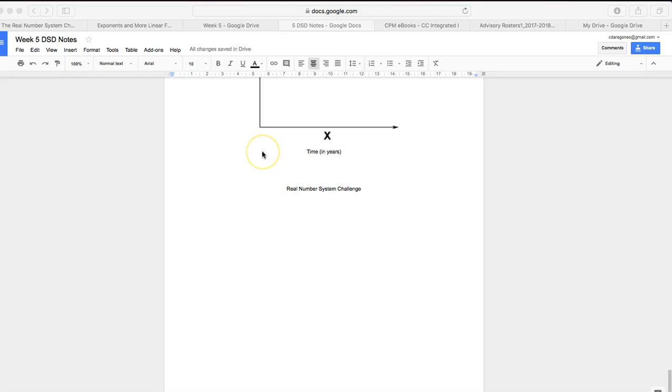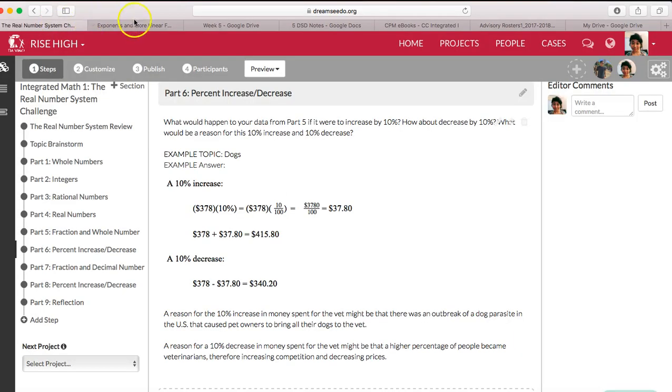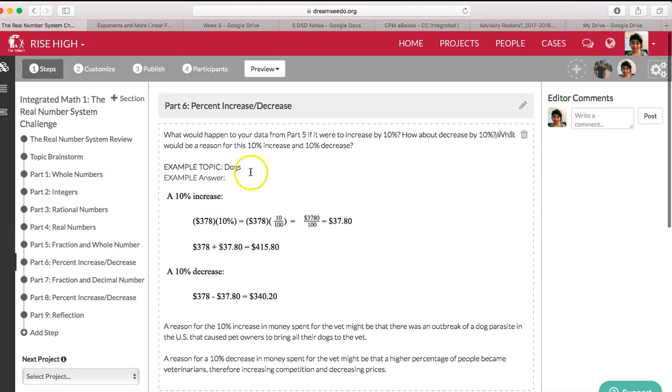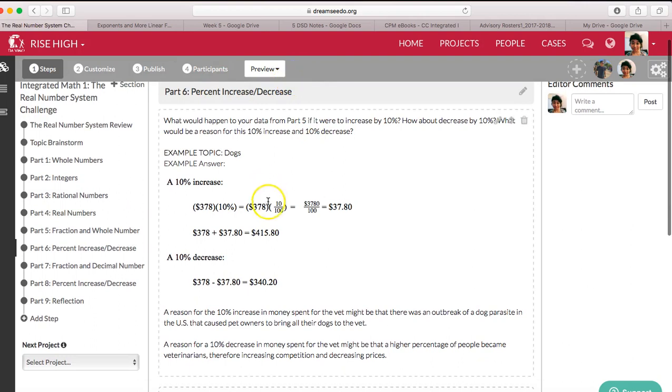Okay, so now we're going to look back at our real number system challenge. I would like for you to go to your real number system challenge and go to step 6. So it's the part where you increase and decrease your statistic by 10%.